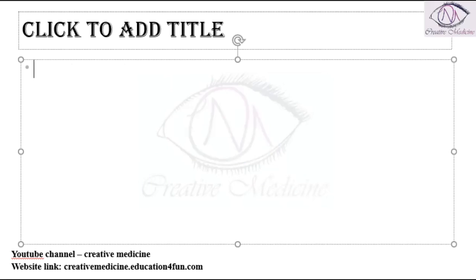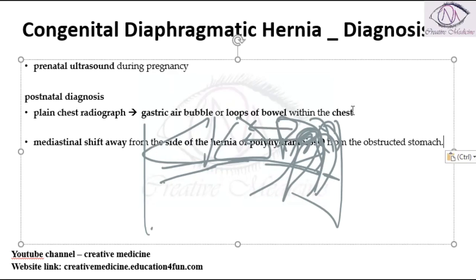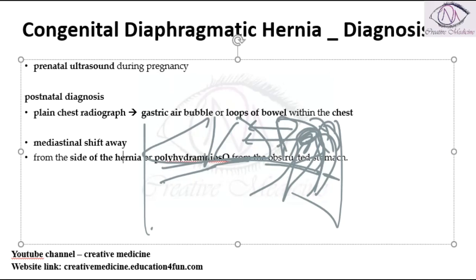And one more important thing is the mediastinum may shift away. If this is the mediastinum, because of these contents, and because the lung is already compressed by these contents, the mediastinum may also shift away from the contents. So here the mediastinum may be shifted away from the side of the hernia.